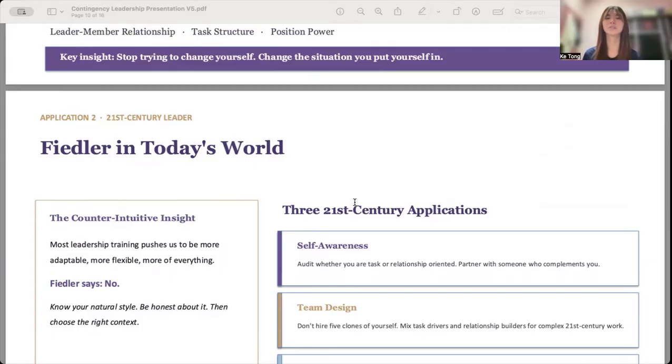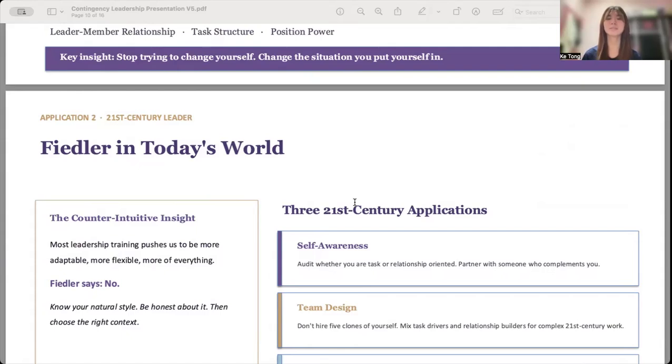Second, in team design, when we are building a team, do not hire 5 clones of yourself. Hire a mix. A team that has both a task driver and a relationship builder will outperform a team of 5 task-only or 5 relationship-only people, especially in this complex 21st century work.